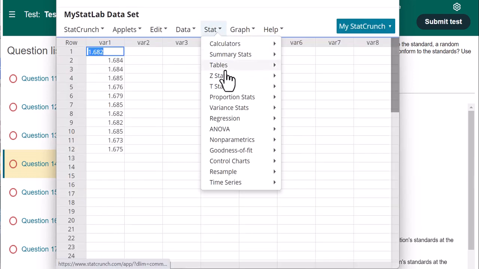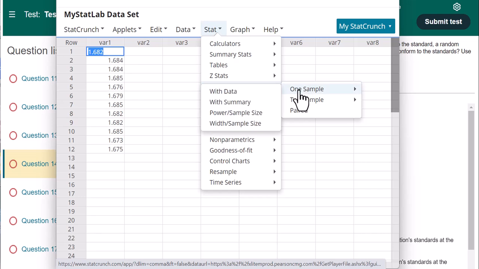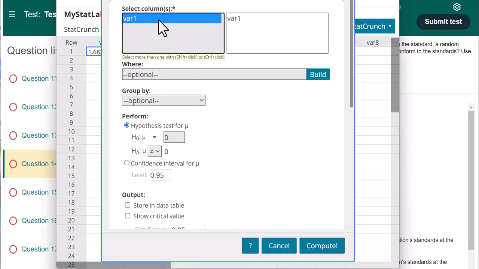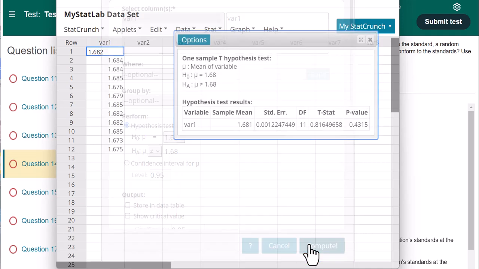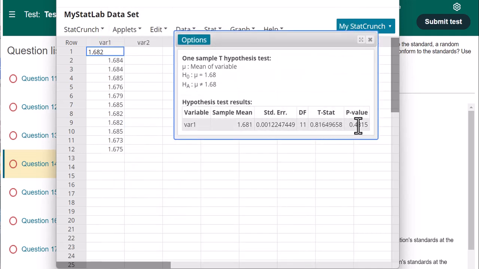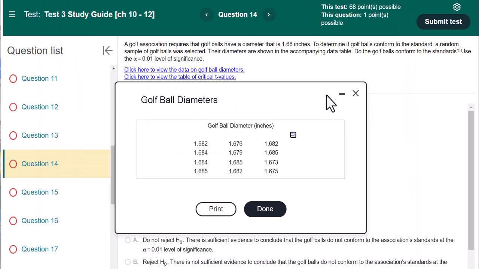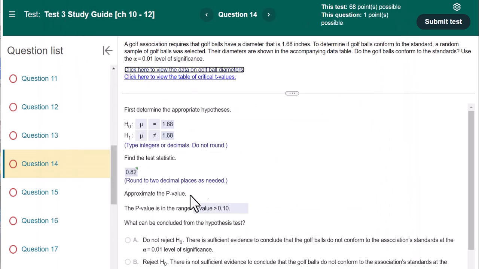You go to Stat, T Stats, one sample with data, select your data set, go to the null hypothesis. We're testing against 1.68. That should be not equal because that's what we're doing. Hit compute, and you get the test statistic and the p-value. And look, guys, the p-value is huge. It's 0.4315. And just go back. The p-value is bigger than 0.01, so we fail to reject the null hypothesis.